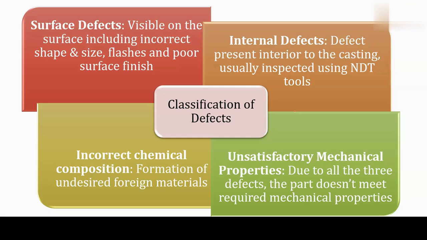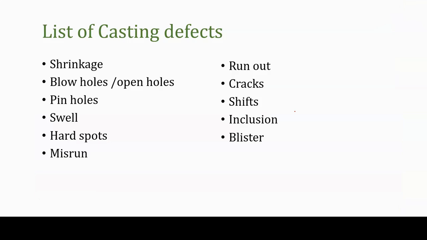And next is incorrect chemical composition. This happens due to the formation of undesired foreign materials like slags or any impurities which come from the dies. So it will create the incorrect chemical composition. And finally, unsatisfactory mechanical properties. Due to all these three defects, the proper mechanical property won't be achieved by the final casting part. So that is the final defect. These are the list of casting defects. We shall see them one by one.